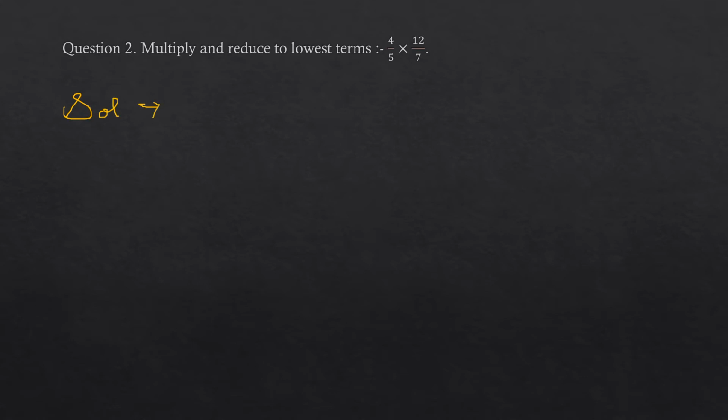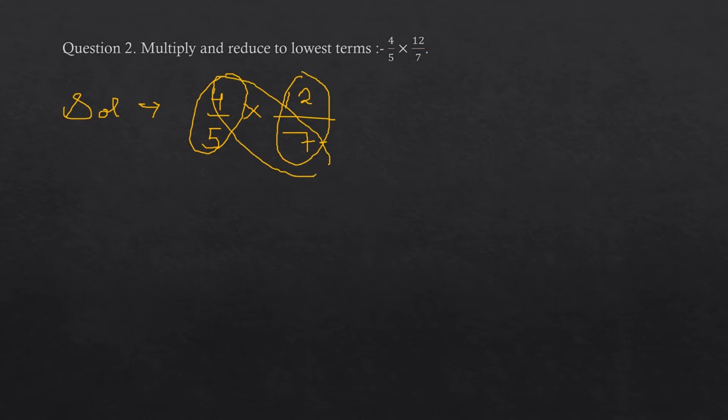Because you can see here 4 by 5 into 12 by 7. Why are we not reducing it first? Because we do not have any common factor between these, right? 4 and 5 do not have any common factor, 12 and 7 do not have any common factor, 4 and 7 do not have any common factor, again 5 and 12 do not have any common factor.